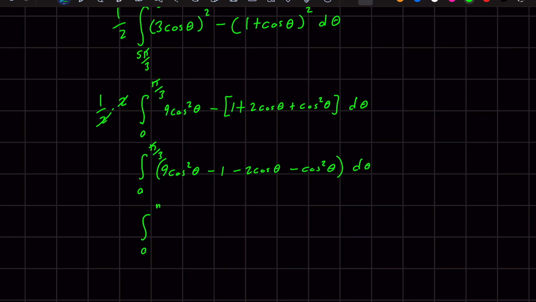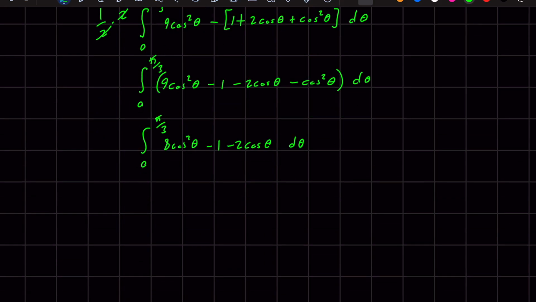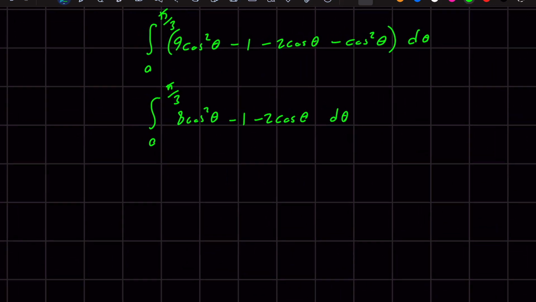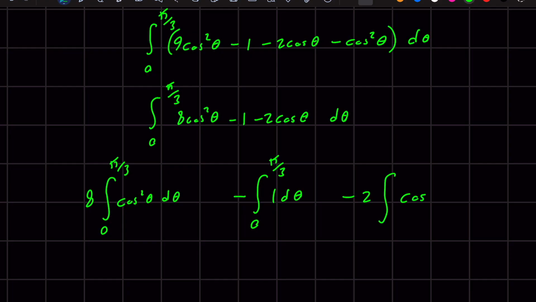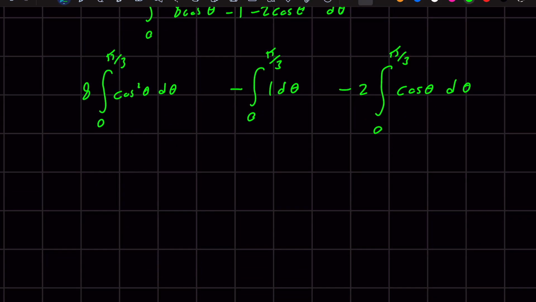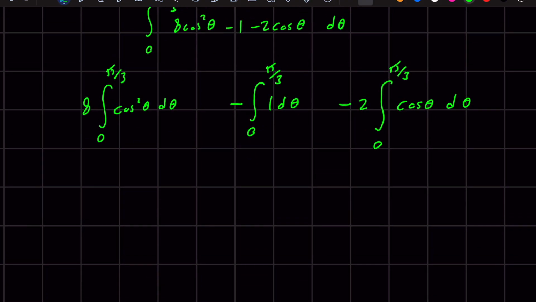Now we get the integral from 0 to pi over 3 of 8 cosine squared theta minus 1 minus 2 cosine theta d theta. Now what I like to do in this situation is split the integrals. You don't have to do this. There's a lot of ways to integrate this, but I'm just going to do 0 to pi over 3 of 8 cosine squared theta d theta. That's our first integral. Minus the integral 0 to pi over 3 of 1 d theta minus 2 times the integral from 0 to pi over 3 of cosine theta d theta. And that's all our integrals just separated, because you can separate integrals by term.